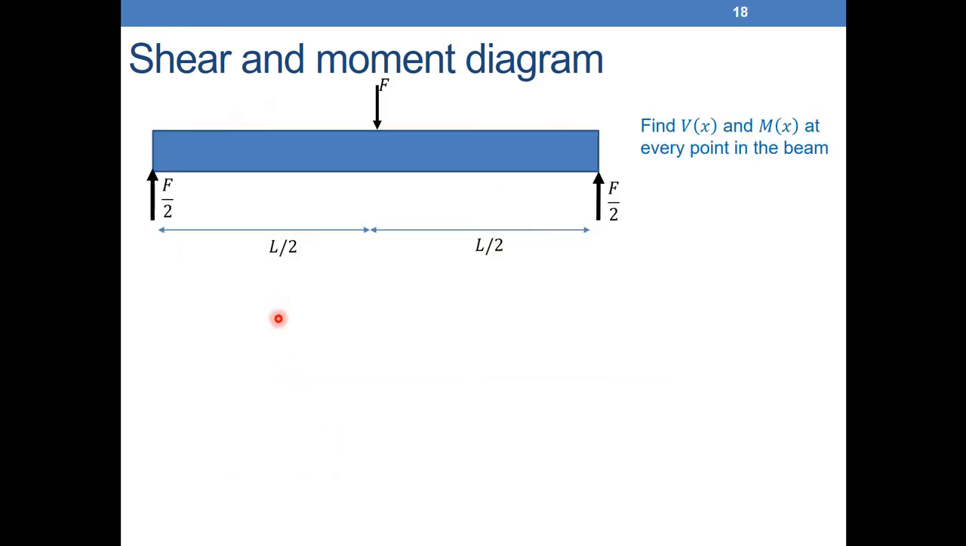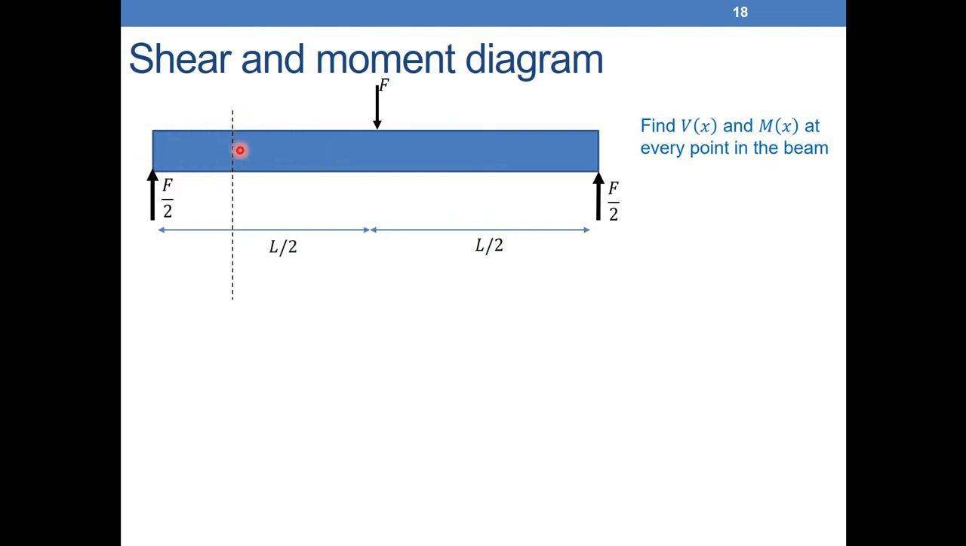We have the free body diagram. We have F over 2 here, F here, and F over 2 here. Now if I want to find V of x and M of x at every point in the beam, that's the objective always. If I don't want to use the derivative equations that we found in the previous slide, and I want to do it the way that we used to do with the axial force, how do we do it? For example, I need to make a cut at any point between this point and the middle here, and isolate a portion.